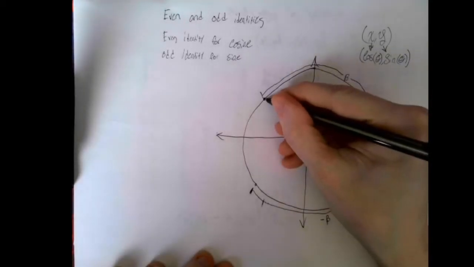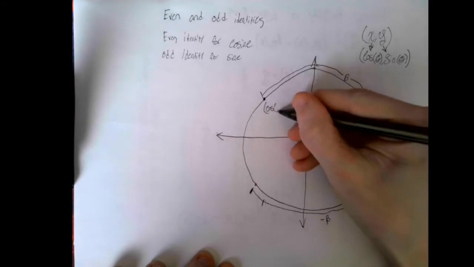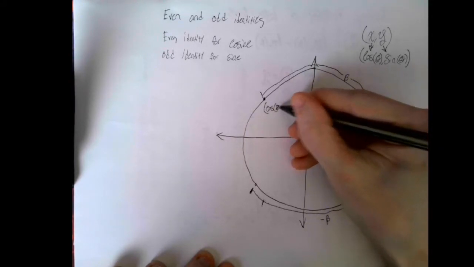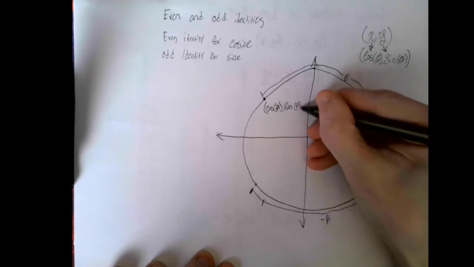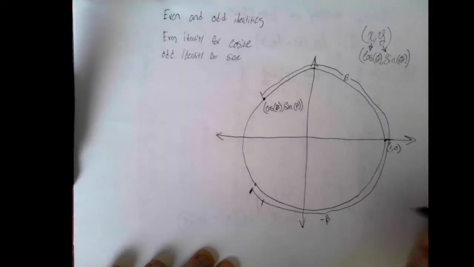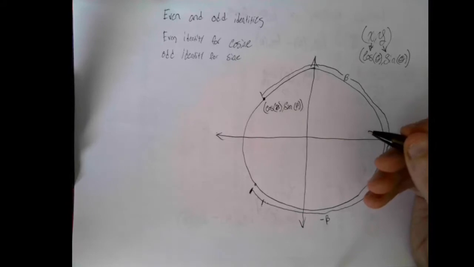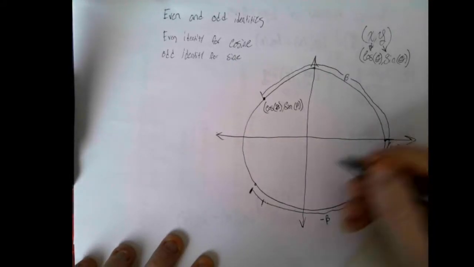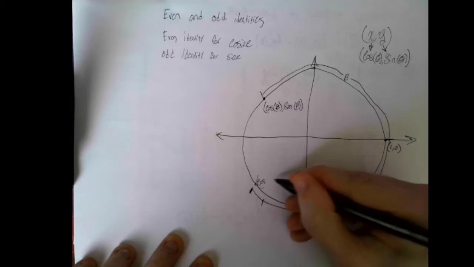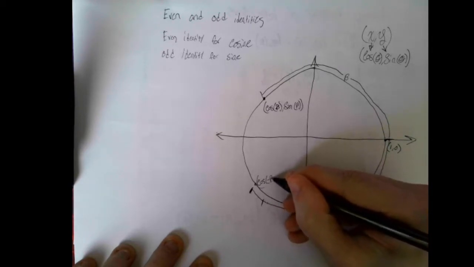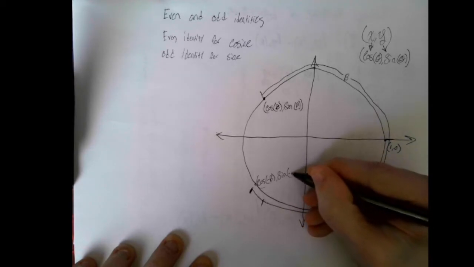So for this ordered pair right here, we can rewrite this as cosine of beta, sine of beta, right? Because beta is our angle, so cosine of beta will give us that x value. So down here we can write this as cosine of negative beta, sine of negative beta.